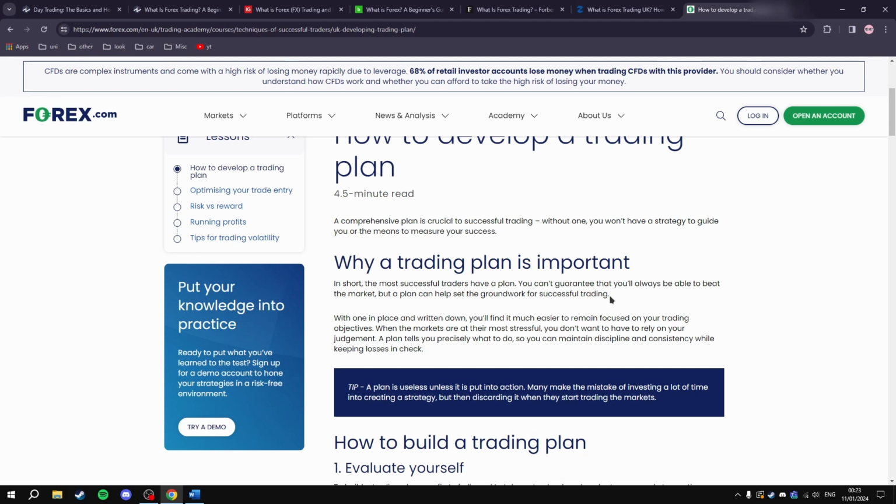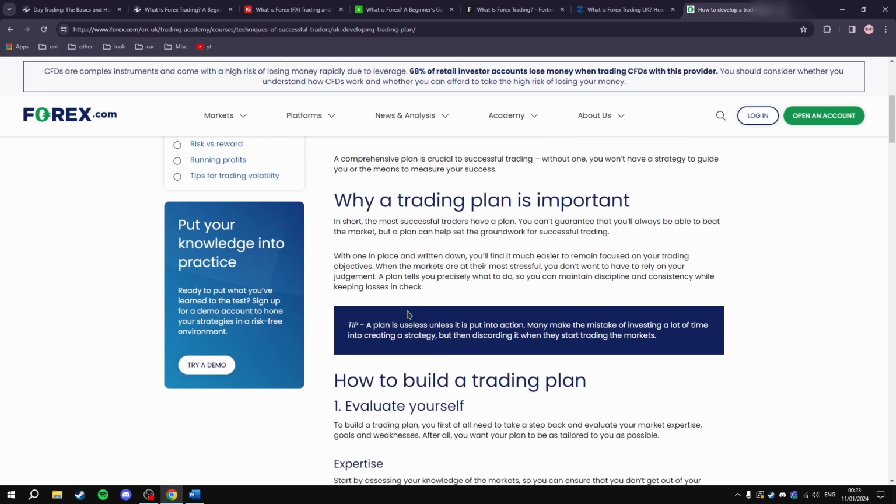You can't guarantee that you'll always be able to beat the market, but a plan can help set the groundwork for successful trading. With one in place and written down, you'll find it much easier to remain focused on your trading objectives. When the markets are at their most stressful, you don't want to have to rely on your judgment. A plan tells you precisely what to do, so you can maintain discipline and consistency while keeping losses in check.